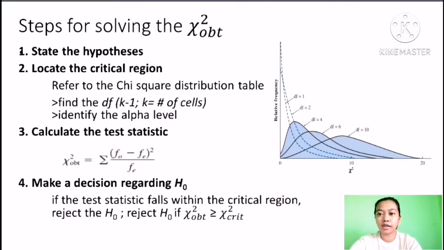Third is we calculate the test statistics. The formula for chi-square goes like this. Chi-square is equal to the summation of the observed frequencies minus the expected frequencies squared divided by expected frequencies. And lastly, the fourth general step is making a decision regarding the null hypothesis. If the test statistics falls within the critical region, we reject the null hypothesis. We reject it if the chi-square is greater than or equal to the critical value.